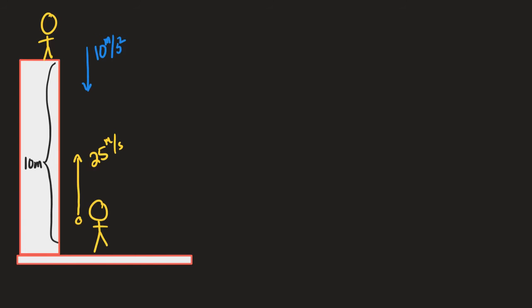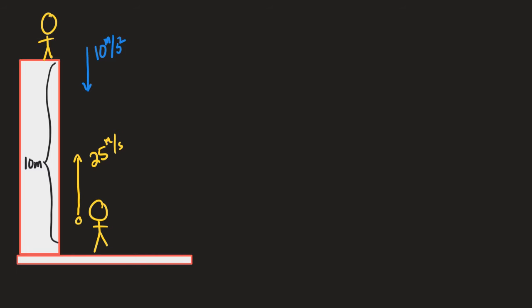And on the AP exam, we use 10. But mastering requires 9.8 because they're so exact. But 10 is just easier. So we'll use 10. So gravity is acting downwards, 10 meters per second squared all the time.